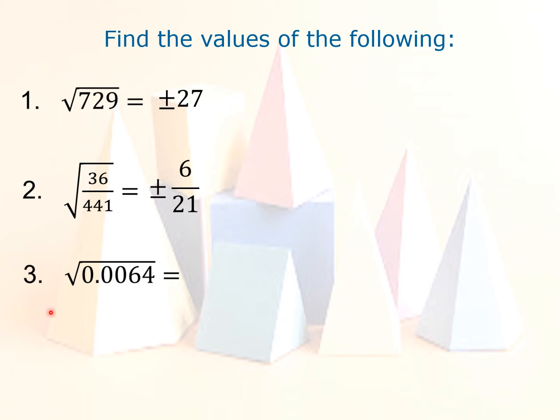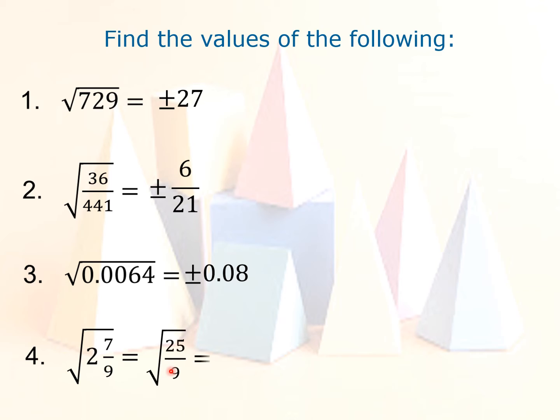Now let us have the third one, the square root of 0.0064. We all know that 64 is a perfect square. So from that, it is 0.8 and then we shall add a 0. So it is equal to positive and negative 0.08. Now the fourth one is a mixed fraction. We are going to simplify first, converting it to an improper fraction: 2 times 9 is 18, plus 7 is 25. So the square root of 25 over 9. The square root of 25 is 5, and the square root of 9 is 3. So we have positive and negative 5 over 3.